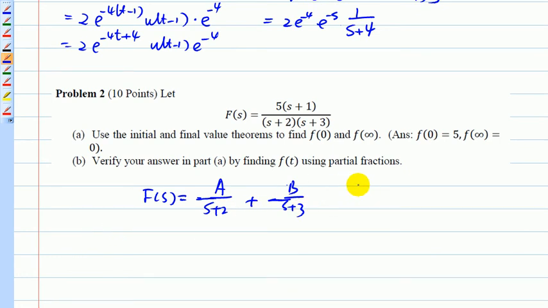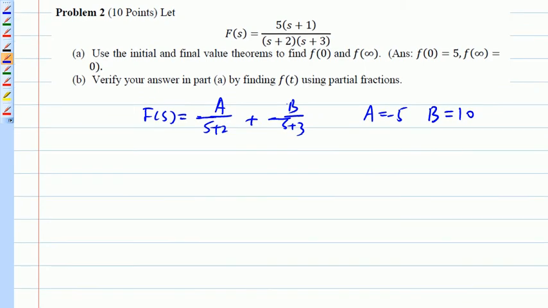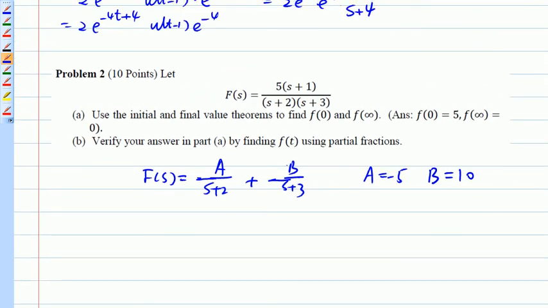If you use that, I think what you're going to get for A and B, when you compare coefficients, for A you will get negative 5, and for B you are going to get 10 over here. So that's problem 2, and let's see problem 3.